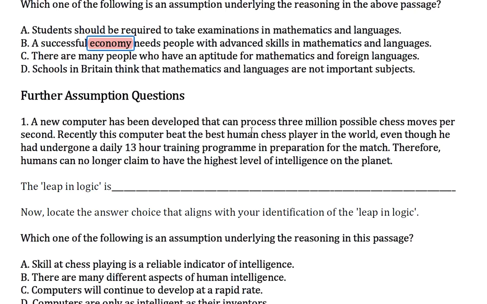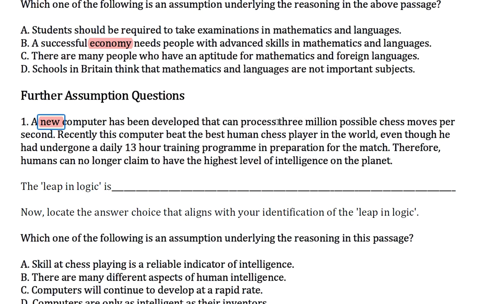A new computer has been developed. All right, well, let me highlight the words as we go. New. All right, so what should you be thinking as you say new? What does new mean? How new is new, right? Did it come out 1 second ago? Did it come out 1 week ago, 1 month, 1 year, 5 years? You get the point. A new computer has been developed that can process 3 million possible chess moves per second.